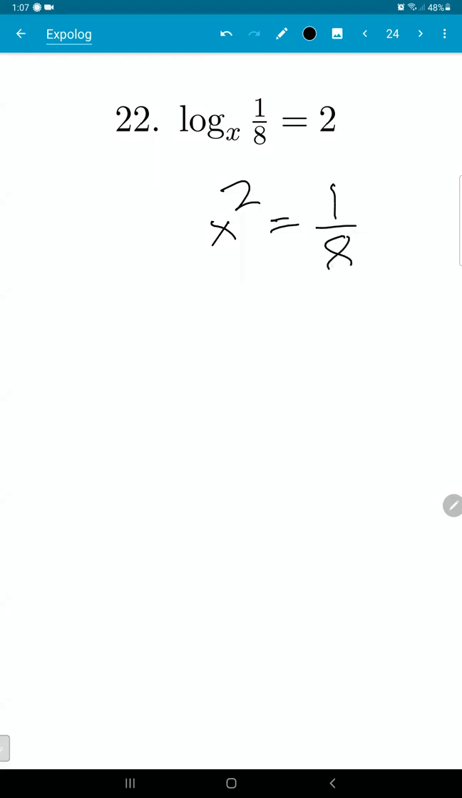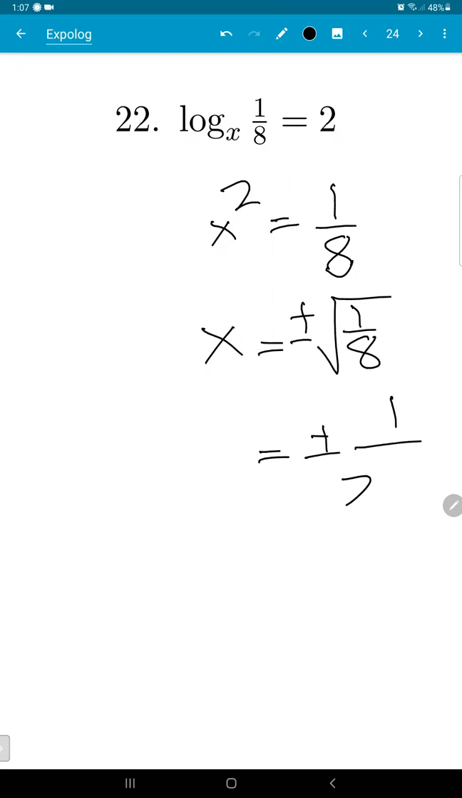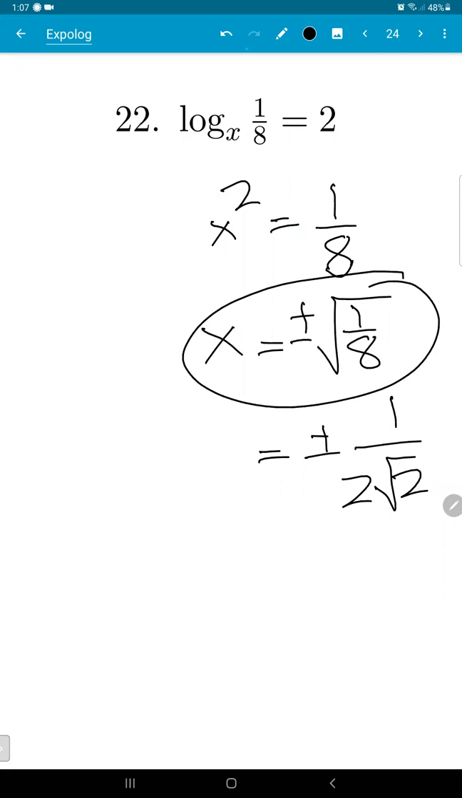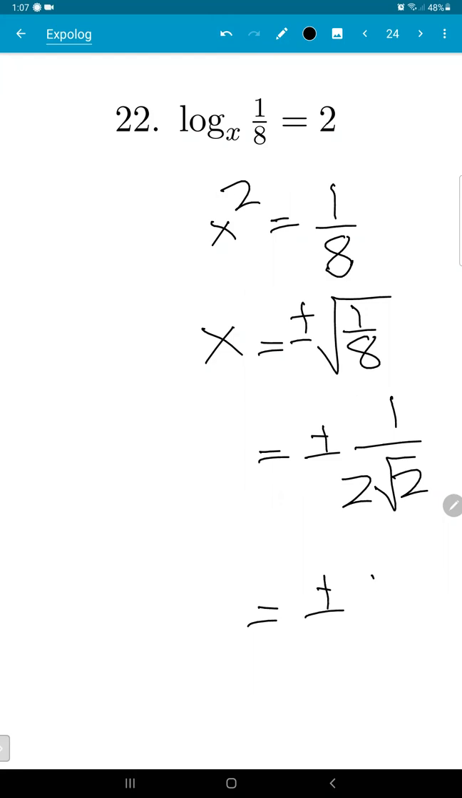And this is just a simple quadratic equation which has two solutions, namely plus minus square root of 1/8, which can be simplified as plus minus 1/2 square root of 2. But this one will be acceptable, and there's no need to rationalize this one. Of course, if required, that would be plus minus square root of 2/4. But this one will do.